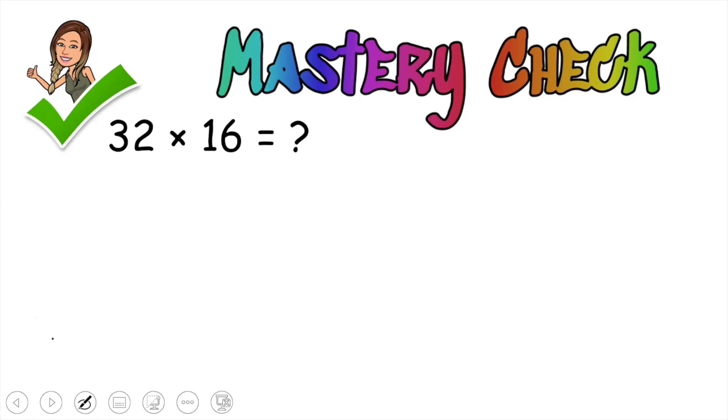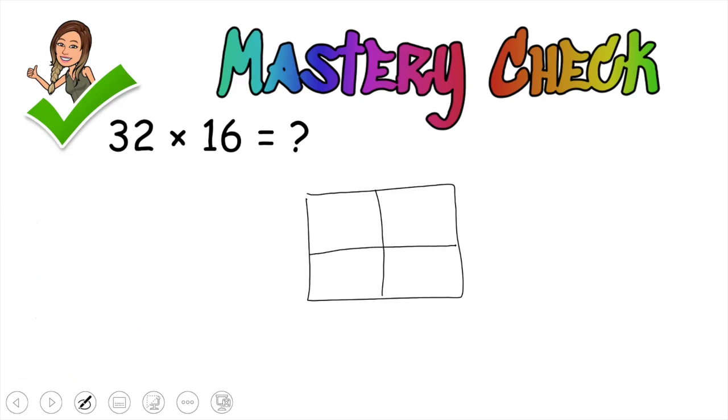So the first thing I'm going to do is draw my box. And it's a 2-digit number by a 2-digit number, so it needs to be a 2 by 2 box. Okay. Then I have 32, which can be broken up into 30 and 2. Then I have 16, which can be broken up into 10 and 6.